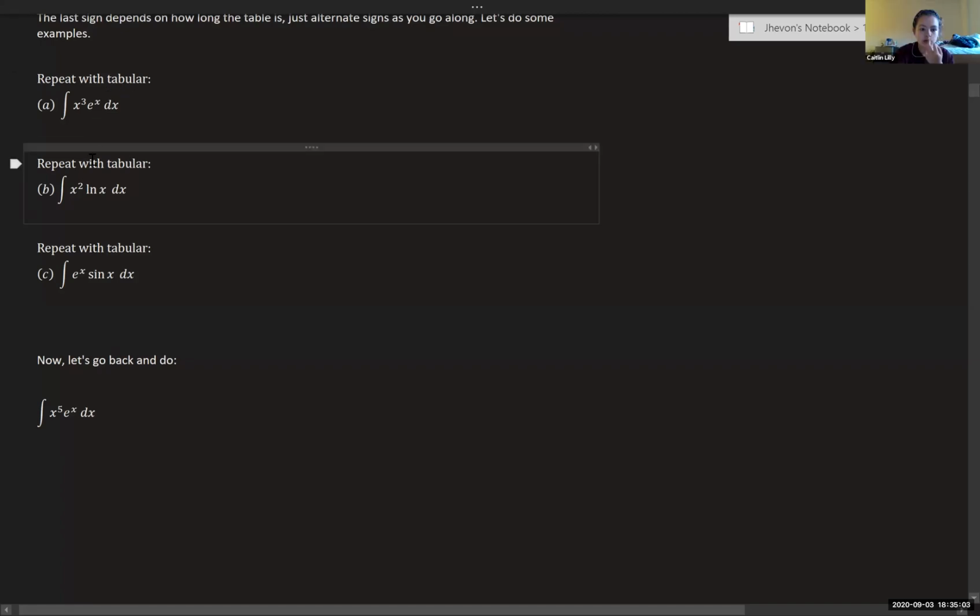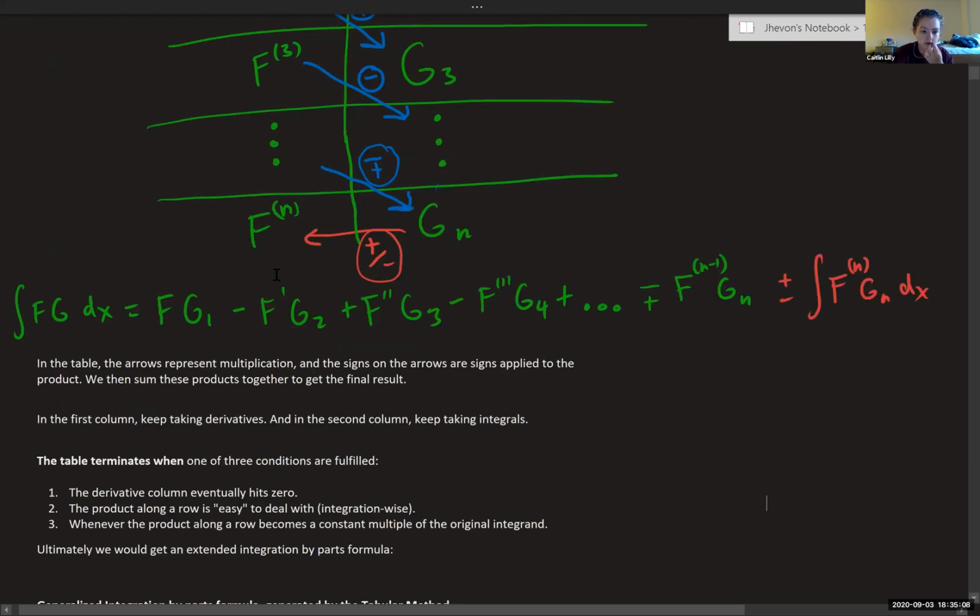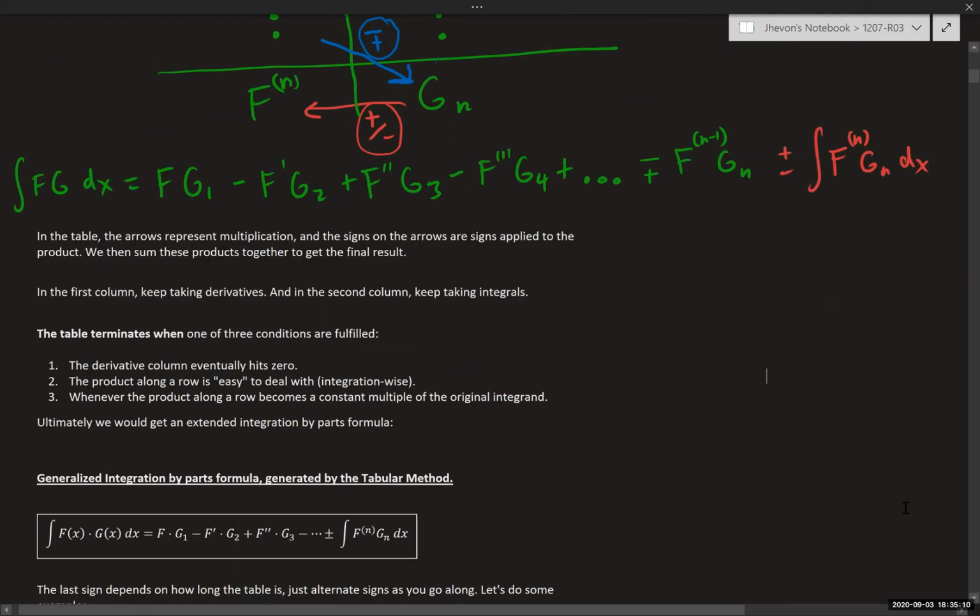Sorry. Could you go back to the steps 1, 2, and 3 for when you stop, just so I could jot it down? Oh yeah, take a picture.